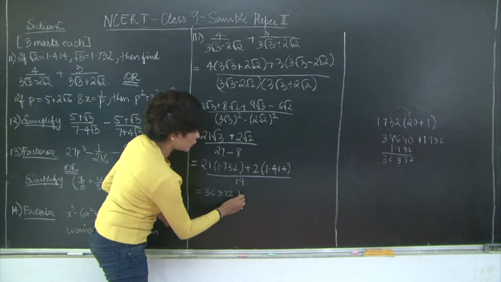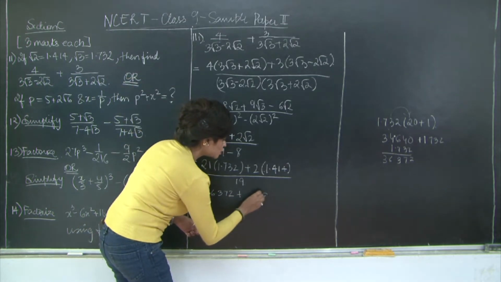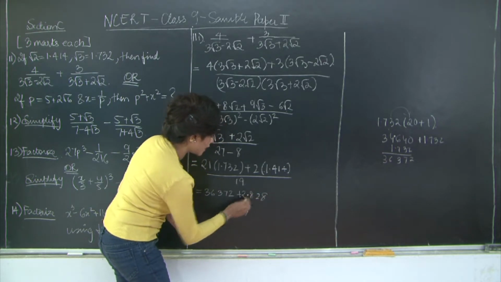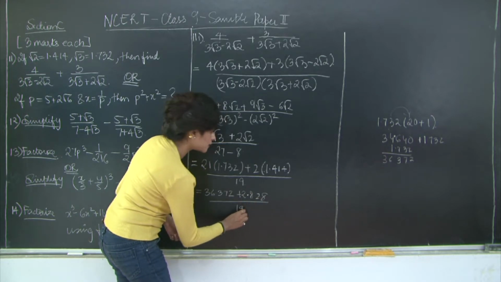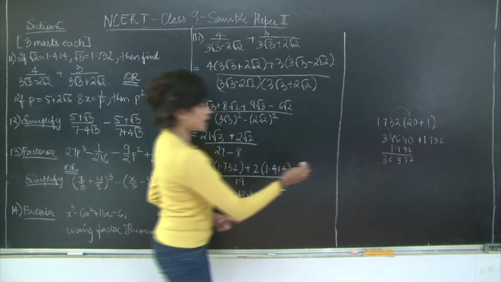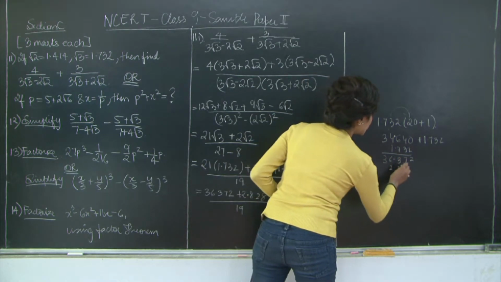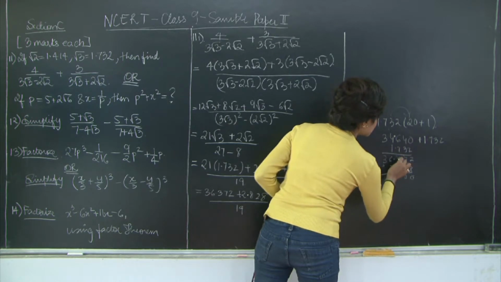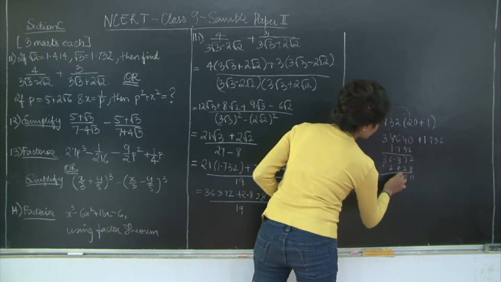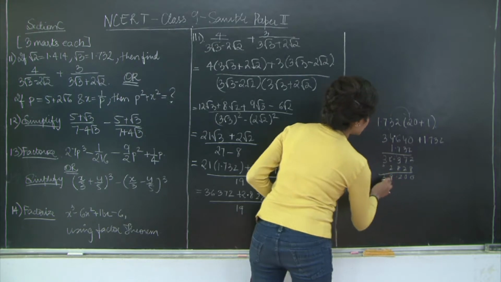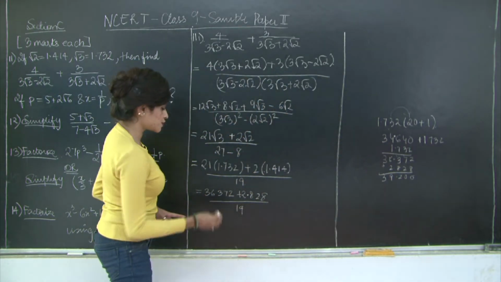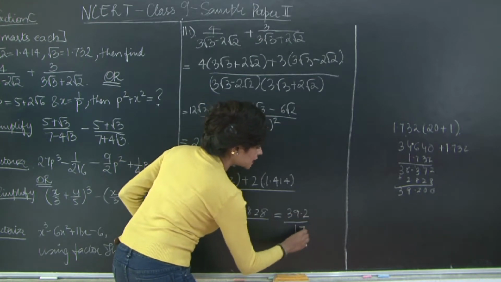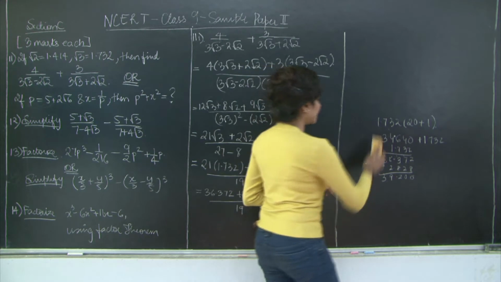Plus 2 into 1.414 will give me 2.828 upon 19. Let's add these two numbers. So I'll add 2.828, and I get 39.200 divided by 19. Let's check 39.2 divided by 19.